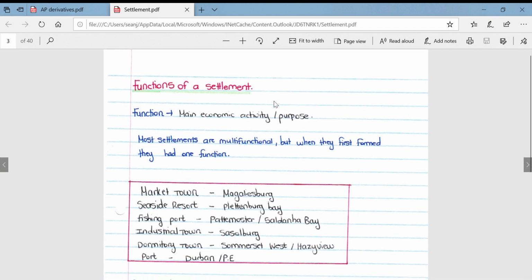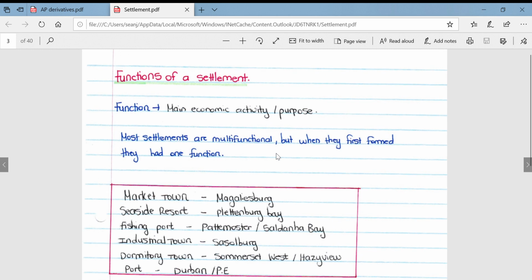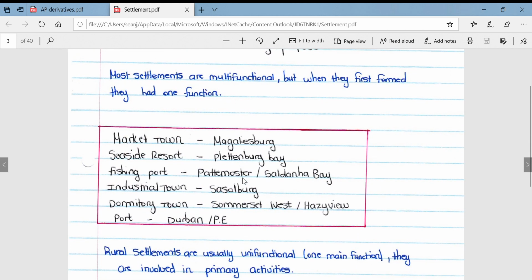Then we look at functions of a settlement. Function is the main economic activity or purpose. Most settlements are multifunctional, but when they first formed, they had one function. Some different types of settlements indicating functions.